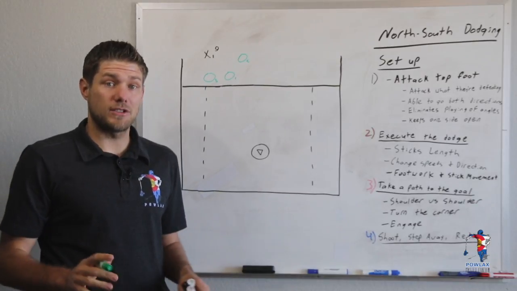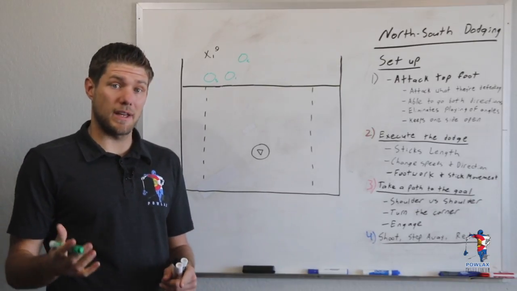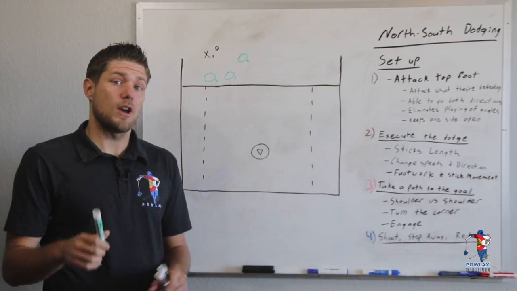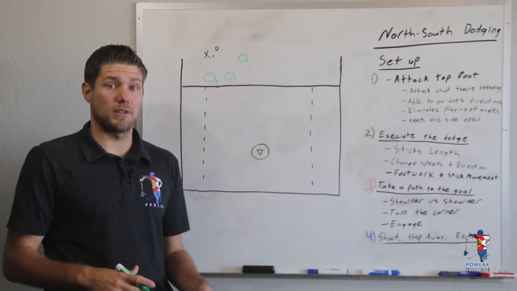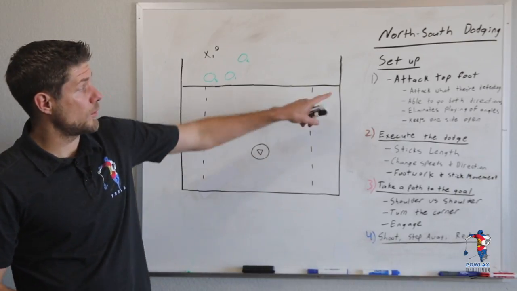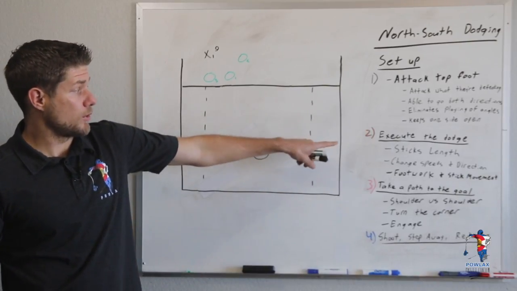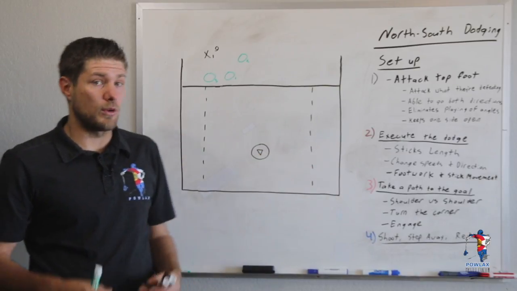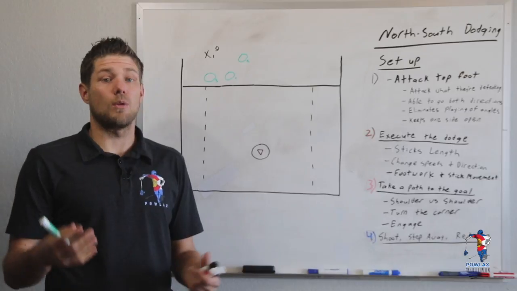Now, with that basic understanding of how a defense may want to play us, that brings us to the first section in our north-south dodge. First, we're going to go over all of the components of the dodge before we talk about all of them. So the first thing we want to do is attack the top foot. Then we're going to execute our dodge. Then we want to take a path to the goal. And then we are going to shoot, step away, or redodge.